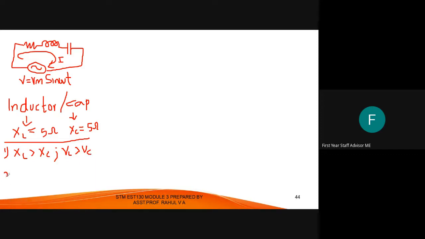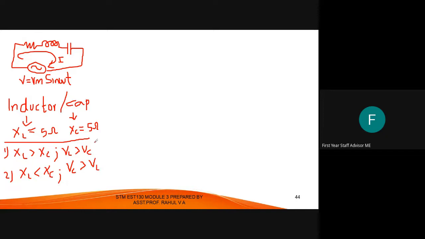Then the second case: XL less than XC, that means XC greater than XL. Here I should say that VC, the voltage across the capacitor, is greater than the voltage across the inductor. That is the second case.